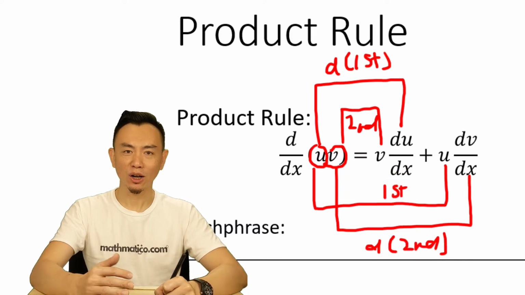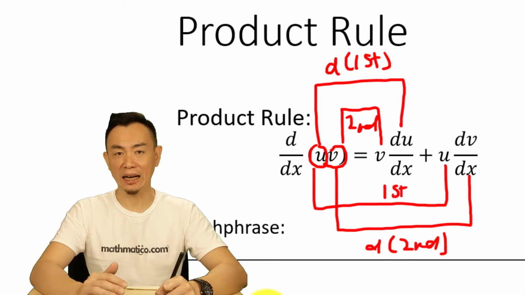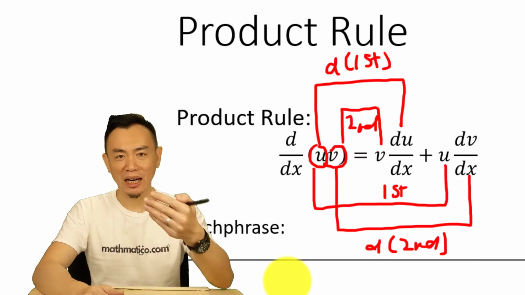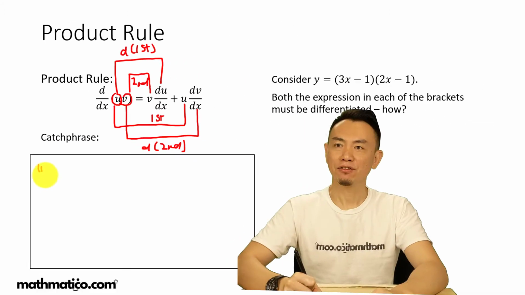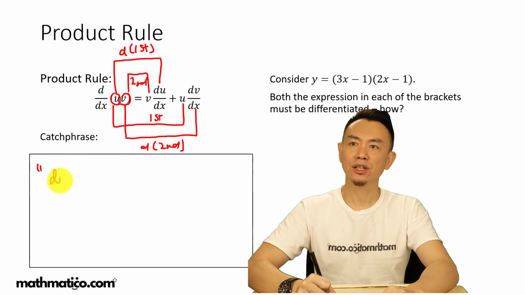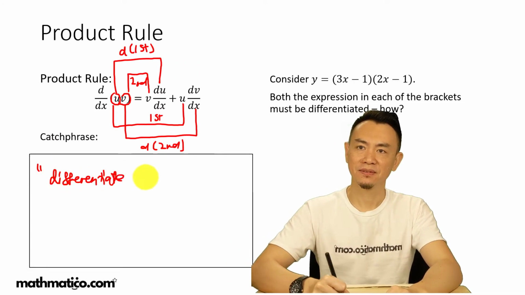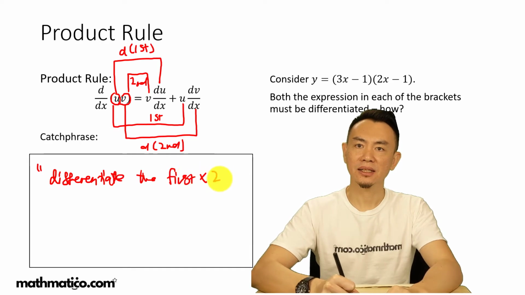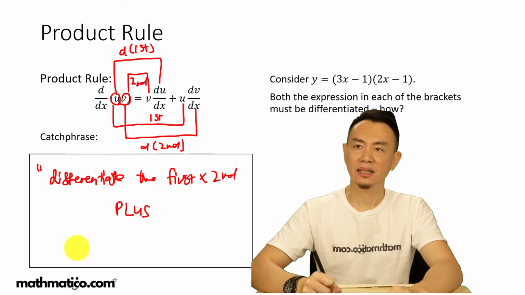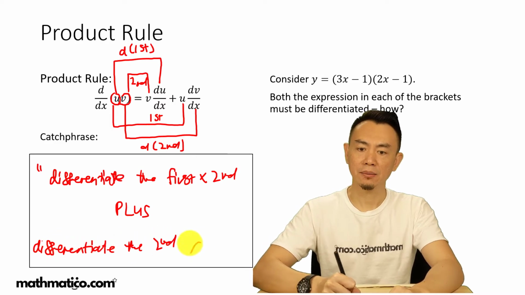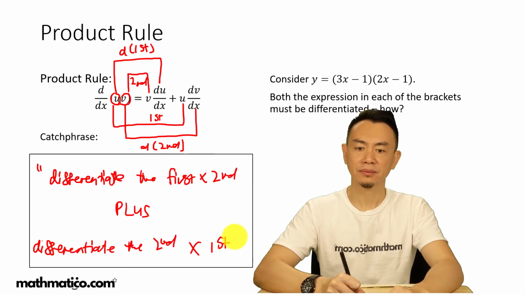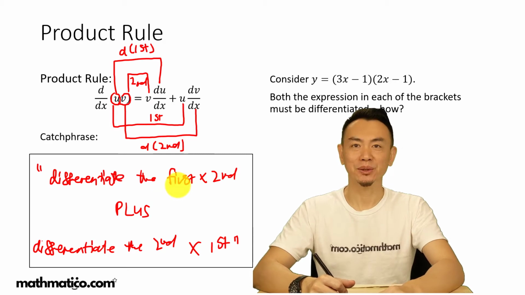So this is what I call the catchphrase, which is a phrase that I always mumble to myself to remind myself the steps of doing differentiation every time I do it. The phrase here is differentiate the first times the second plus differentiate the second times the first. So this is how you do product rule.